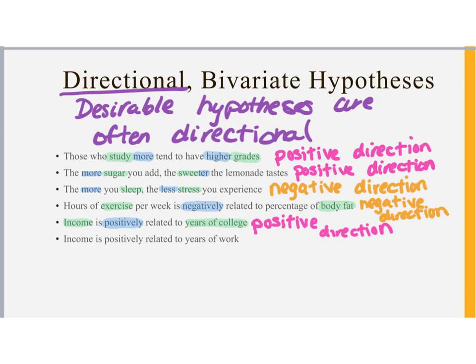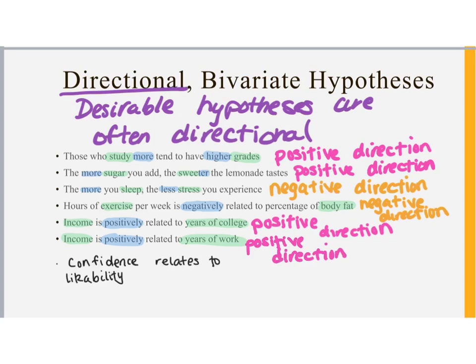Income is positively related to years of work. Well, here our two variables are income and years of work. And once more, we have the word positively in the statement. So the direction of the relationship expected is a positive one. So in 4 of these examples, we have a positive correlation hypothesized, and in 2 of these, we have a negative correlation hypothesized. Sometimes we can have a hypothesis where there is no direction.